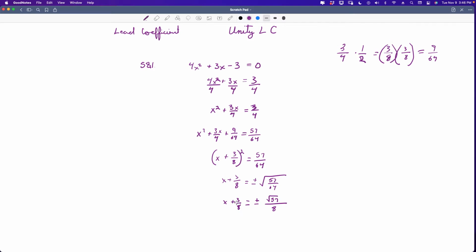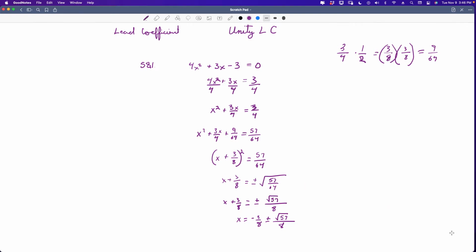Now we're going to subtract this from both sides. X is going to be equal to negative 3/8 plus or minus square root of 57 divided by 8. Let's see if we can do anything else with that. And that's it. So that's how we would complete the square to get that answer.